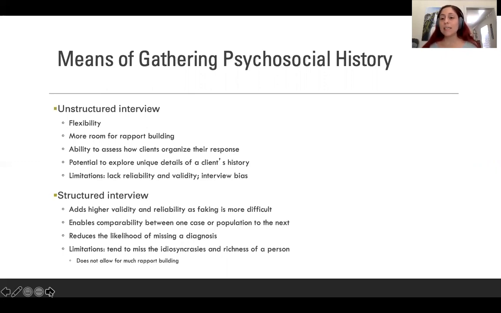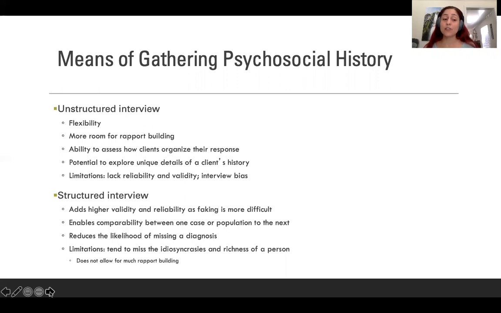These are nice because they let you get a lot more detail from the client, things that you might miss if you were sticking to a clear script, and it allows the client to use their own words. But some limitations: it's not the most reliable or valid version of an interview, and your biases may come out a little bit more.